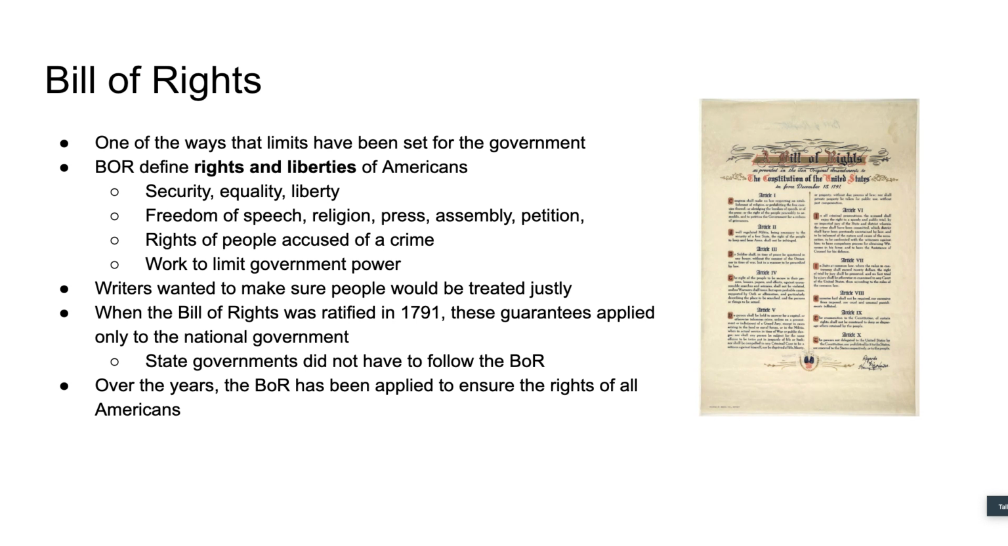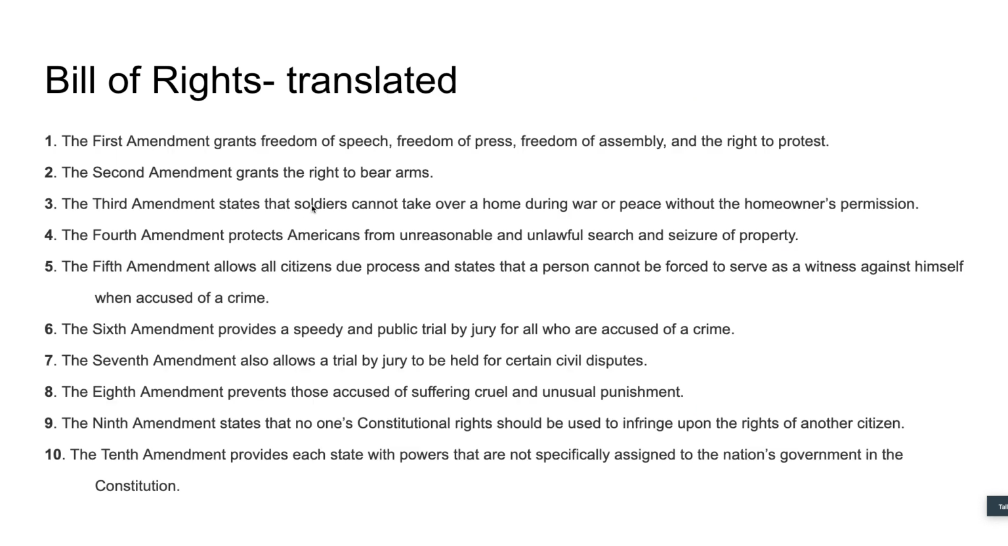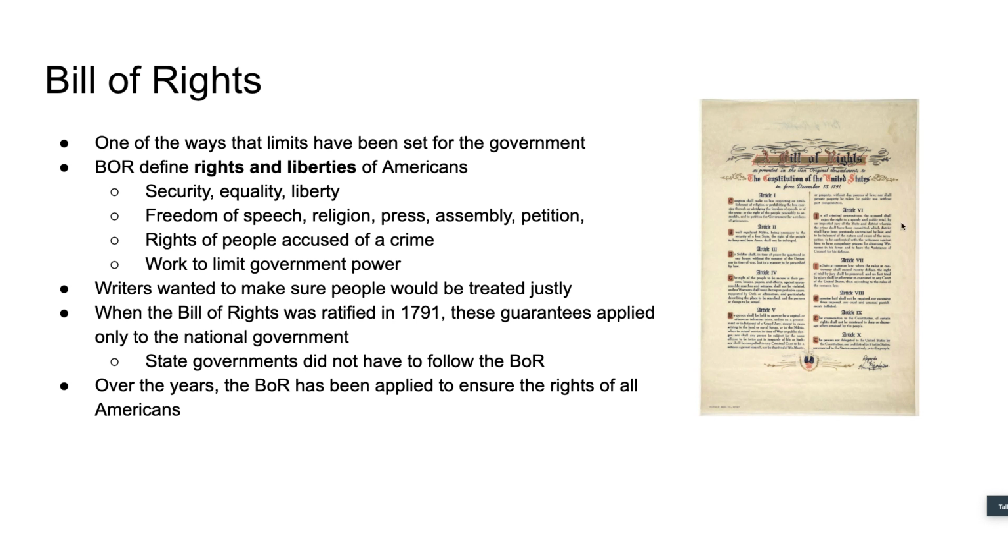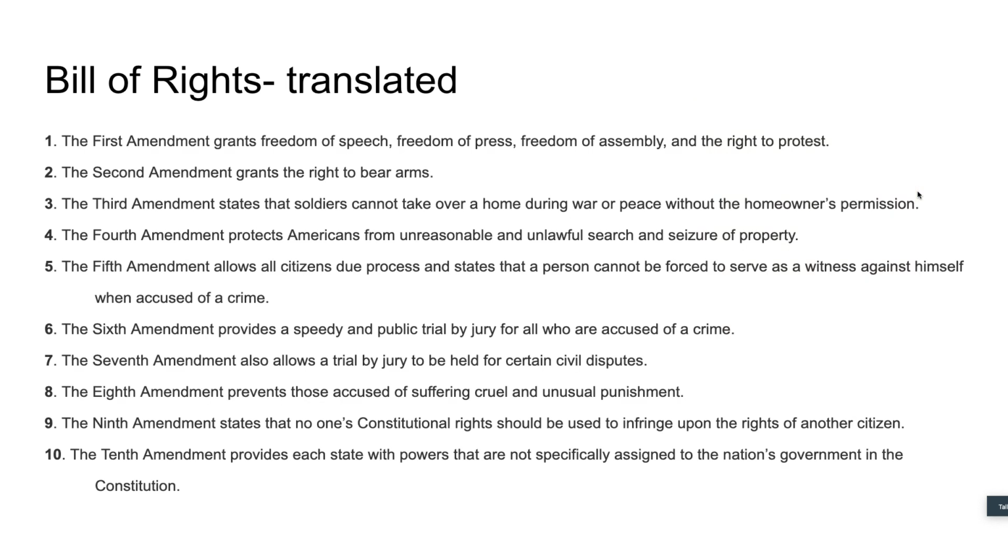However, over the years, the Bill of Rights has been applied to ensure the rights of all Americans. So for the most part, all of our states now obey the Bill of Rights as well as the entire national government. So I'm going to read to you the first 10 amendments, or the first 10 articles in the Constitution, which are the Bill of Rights, and then they're translated in easier language, because if you notice back here in this picture, this is what the Bill of Rights looks like, and it's all fancy schmancy with some big words and stuff. So I'm going to translate them in some easier language for you to understand.